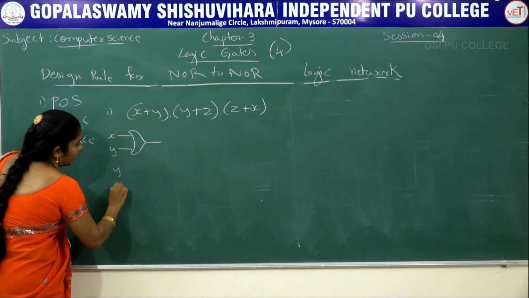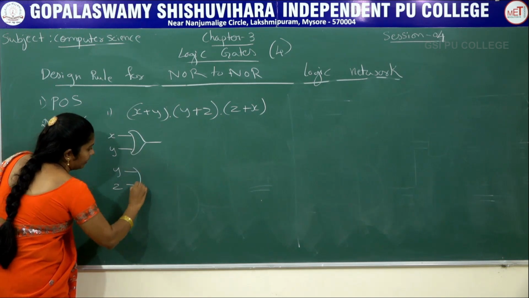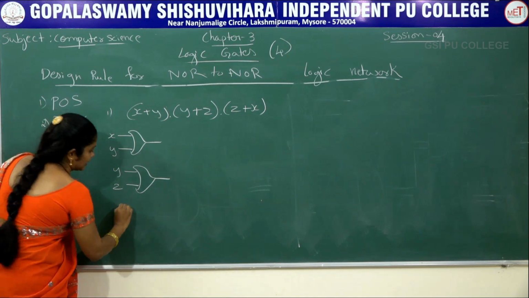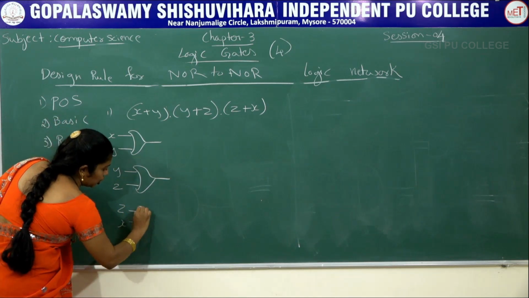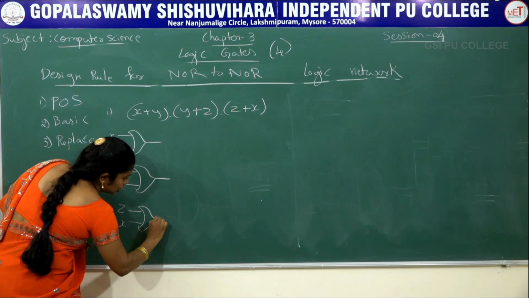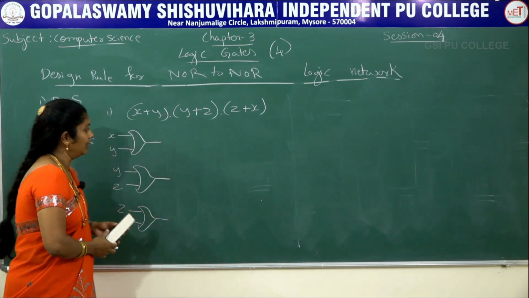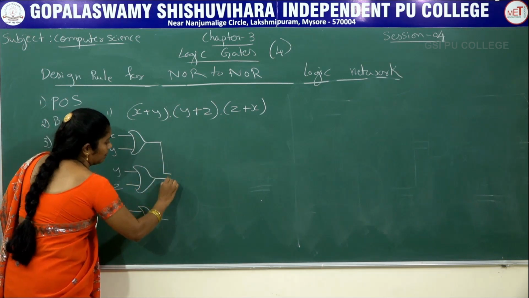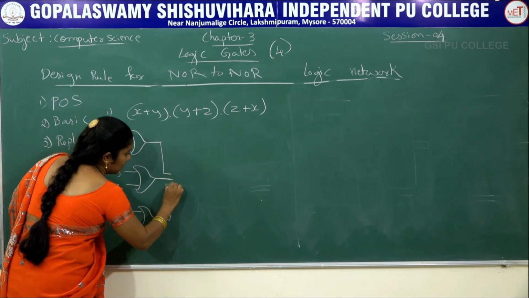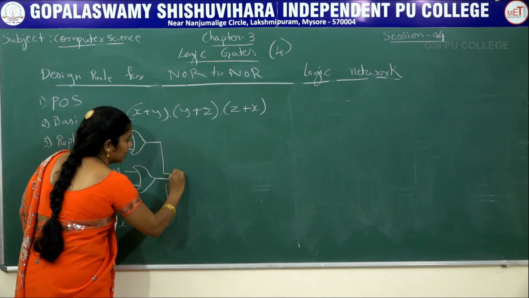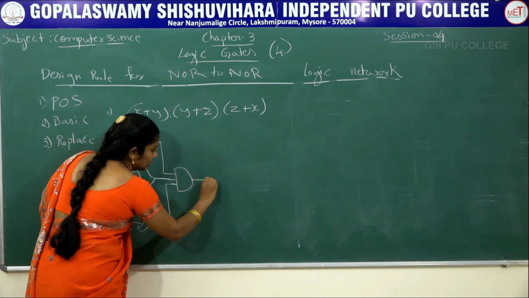Next one, Y and Z. Plus operator, so we write the reverse C shape. Next, Z plus X. Once again here also we have to write the reverse C shape. But all these are combined with the product operator, so all of them are combined with a D shape. Because if you have the dot operator, then you have to write a D shape here. Connect all of this with a D shape.